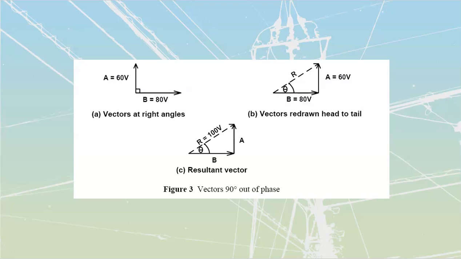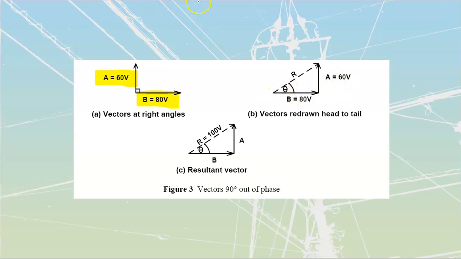Taking a look at the first one over here, we see that they're showing us we've got two separate vectors. We've got 60 volts that's going up at 90 degrees. We've got 80 volts that is going out at 0 degrees over there. So what I'm going to do is add these two vectors together to find the result.